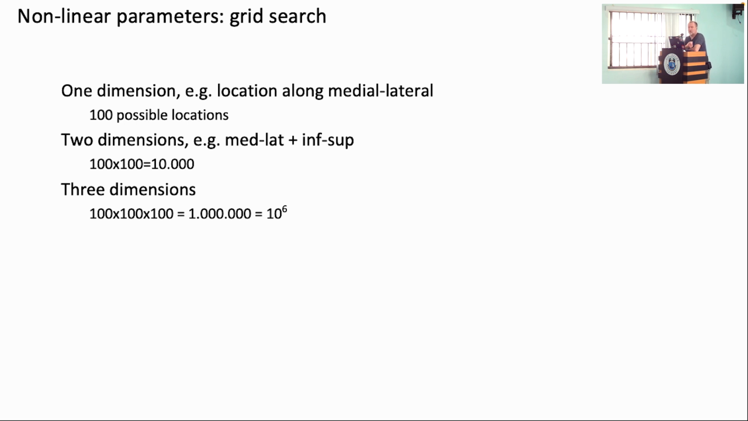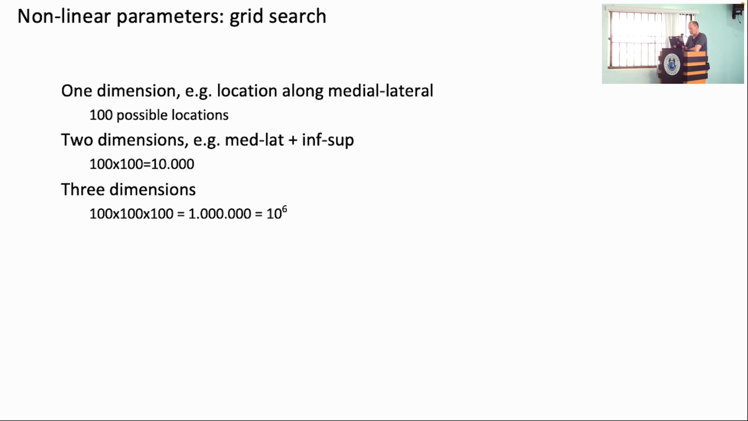And that's 1 million locations. Imagine that each of these computations takes about a millisecond. Well, 1 million milliseconds is 1,000 seconds, and 1,000 seconds is about 20 minutes. Well, 20 minutes is doable. We can wait for 20 minutes.